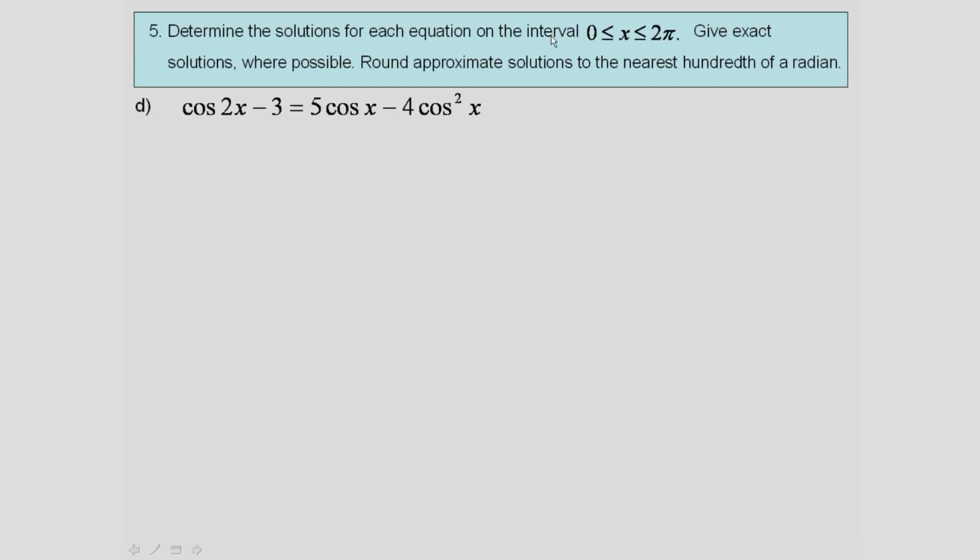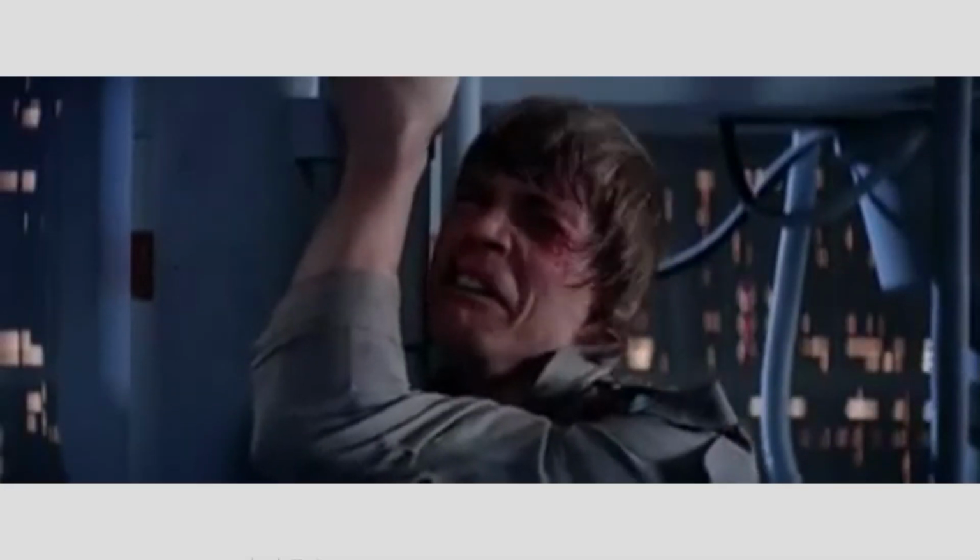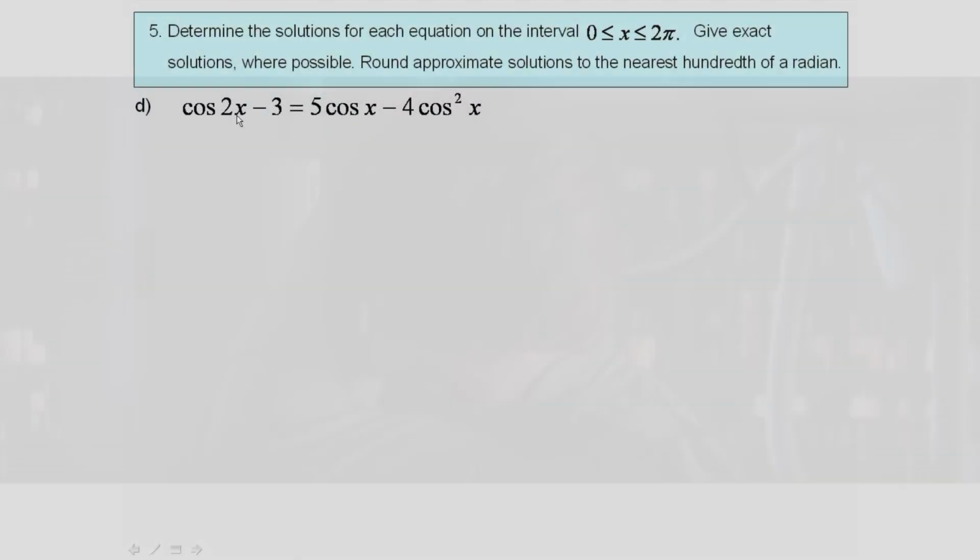Same domain, same type of question, except holy cow, things are getting pretty serious now. We not only have cos squared x, but we also have cos of 2x. Now, don't be too concerned about the cos squared x. That just means that we're probably dealing with something here that's going to be a non-linear trig equation. It is a non-linear trig equation.